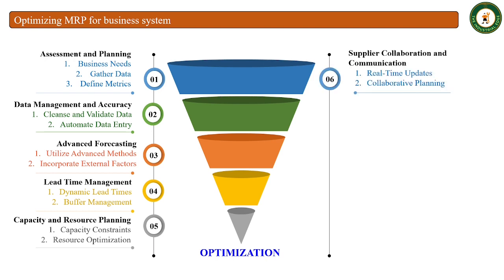Sixth step in optimization, supplier collaboration and communication. In supplier collaboration and communication, first is real-time update. Establish real-time communication channels with suppliers to exchange information on inventory level, lead time, and order status. Collaborative planning. Collaborate with key suppliers to align production and procurement plans, enhancing visibility and responsiveness in the supply chain.